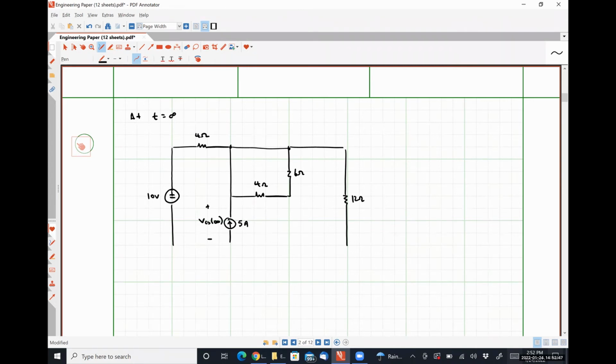At t is equal to infinity, what do I do with my equivalent inductance? It's a short circuit. At t is equal to 0 minus and t is equal to infinity, our circuit is operating at DC steady state, which means we need to use the DC steady state equivalent for our inductor.